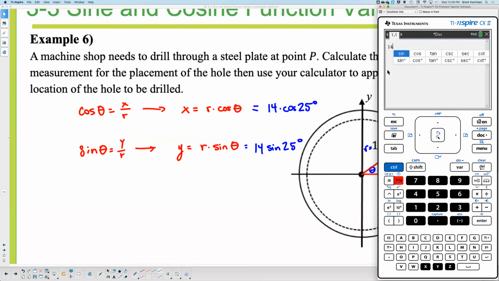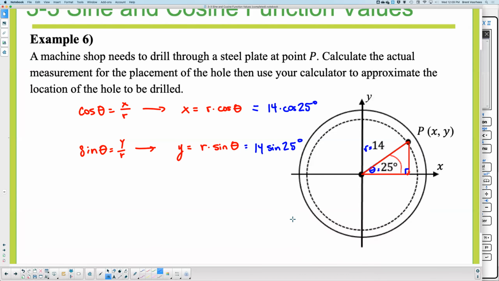So I'm going to do 14, press the trig, cosine, and I'm going to do 25, and the degree symbol is there with pi. It doesn't matter what mode you're in, it will give you the correct answer. One more time, 14 times the sine of 25 degrees. As long as you type in the degree symbol, the calculator will change the mode automatically when you press enter. That's how you'll get those values. It says use your calculator to approximate. It doesn't say what to approximate to, so I'll just go to the nearest thousandth.